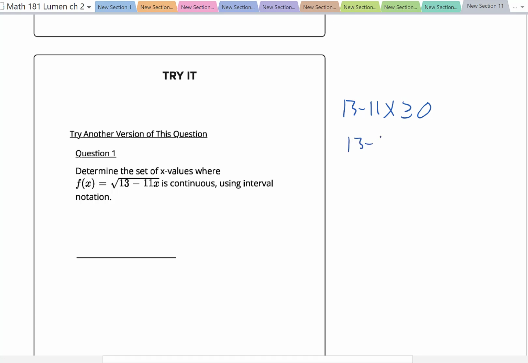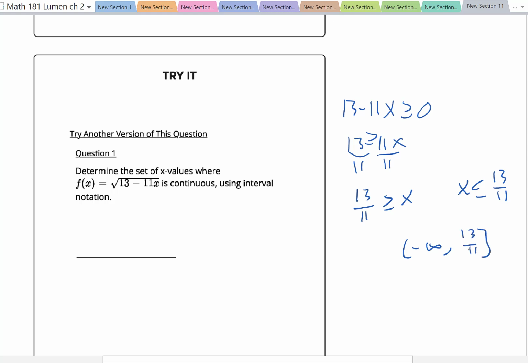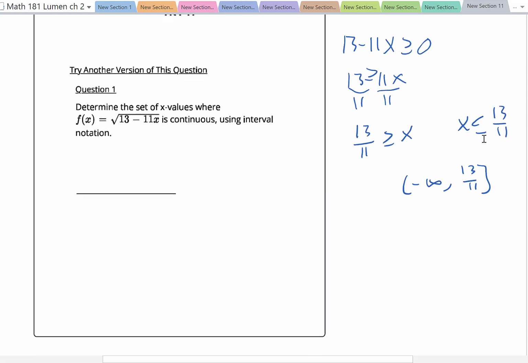So 13 minus 11x, or I should say 13 is greater than or equal to 11x. Divide by 11. So 13 elevenths needs to be greater than or equal to x. Or you could say x is less than or equal to 13 elevenths. So it's going to go from negative infinity up to 13 elevenths. And I use this squared off bracket because it can be equal to 13 elevenths. You can be 0 under a square root, but you can't be negative.